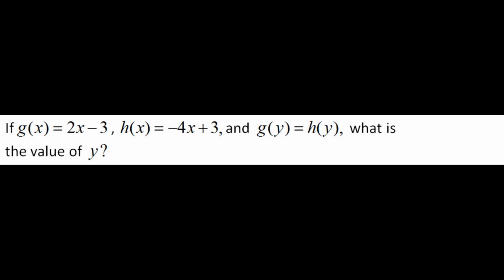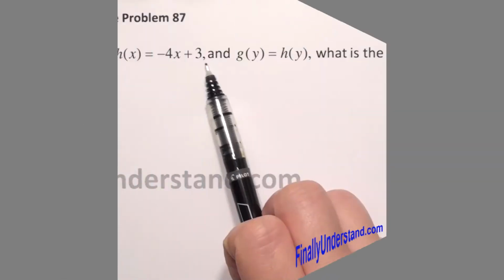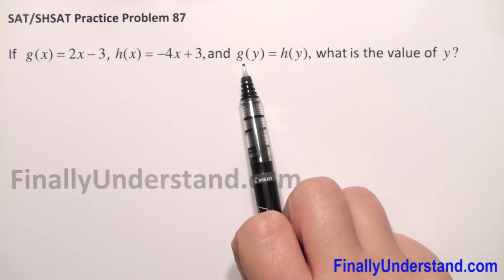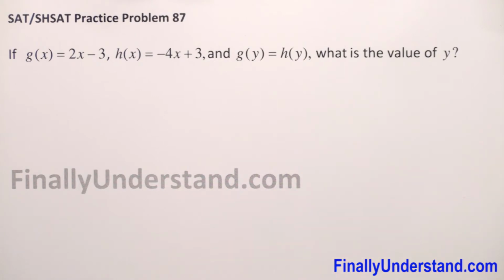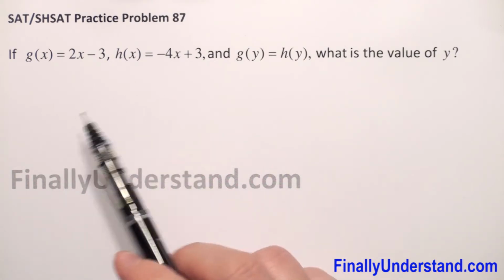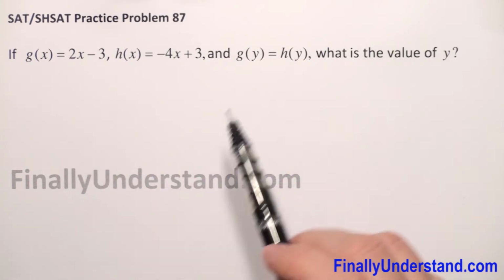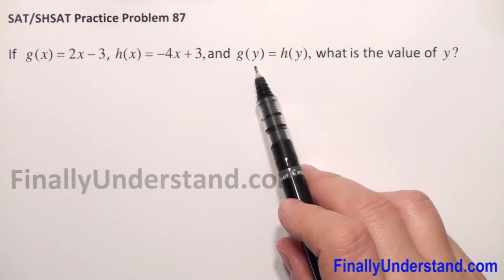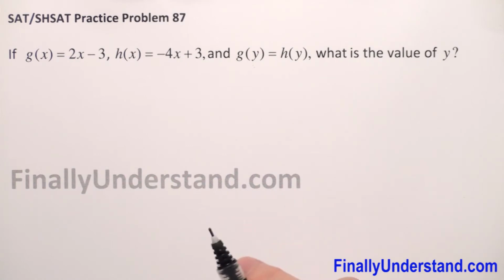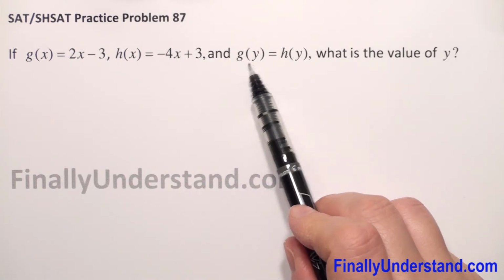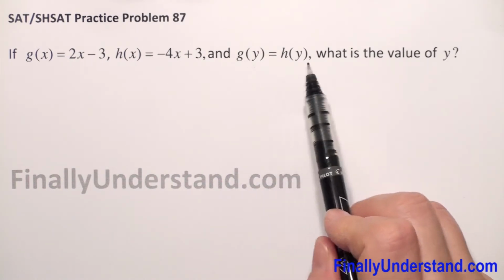If g of x is 2x minus 3, h of x is negative 4x plus 3, and we had that g of y is equal to h of y, what is the value of y? So we have two given functions, and what else? We have that g of y and h of y are equal. So we need to find the value of g of y and h of y.